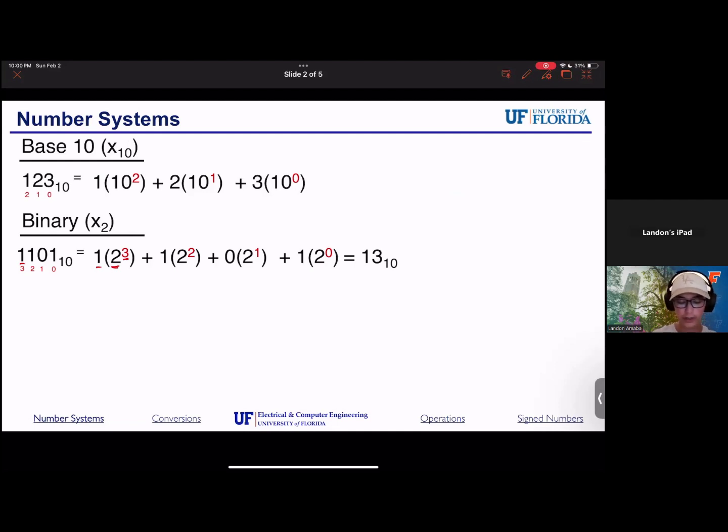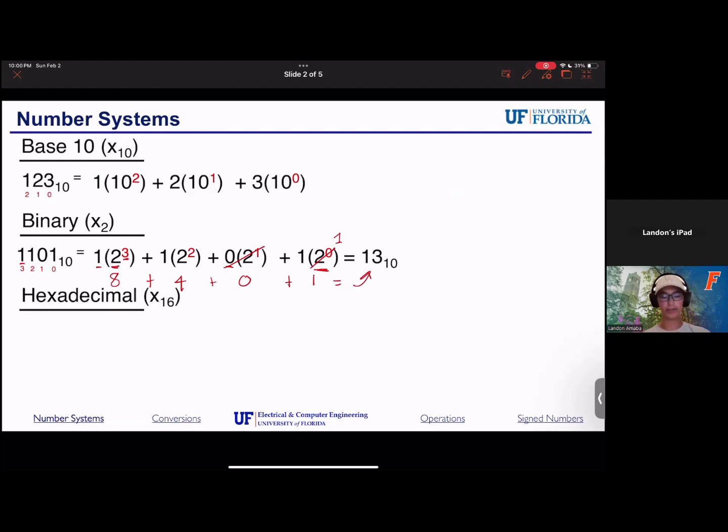1 times 2 to the 3. 2 to the 3 is 8 in base 10, or what we consider normal, plus 4. Anything multiplied by 0 is going to be 0, and 2 to the 0 is going to be 1. So this would be plus 0, and this would be plus 1. If we do this addition, we should find that it equals 13.